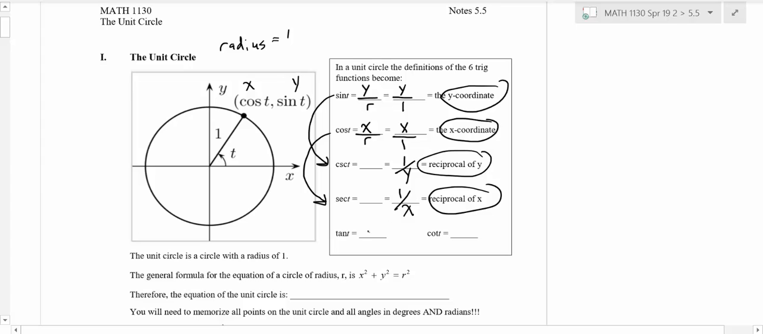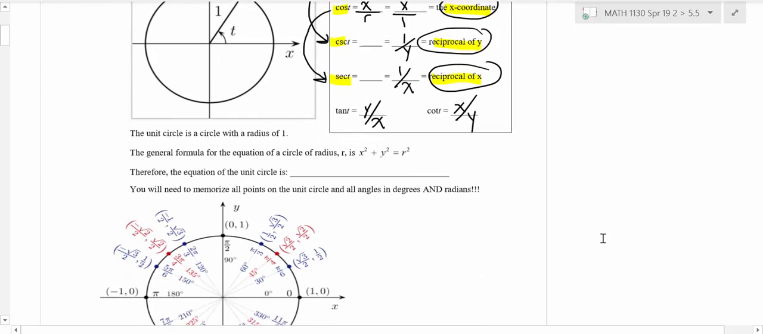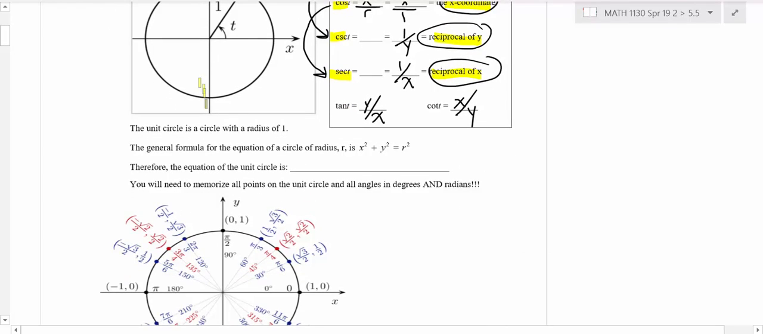The tangent is y over x, so we can't simplify that at all because x and y are variables. In a unit circle, r is always 1. So basically, the sine is the y value, the cosine is the x value, the cosecant is the reciprocal of the y value, the secant is the reciprocal of x, and tangent and cotangent are still the same definition in a unit circle. You'll see what I'm talking about on the unit circle at the bottom of the page. I'll show you what we're going to start doing.